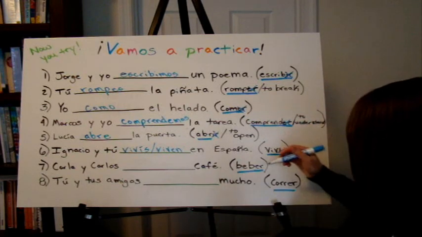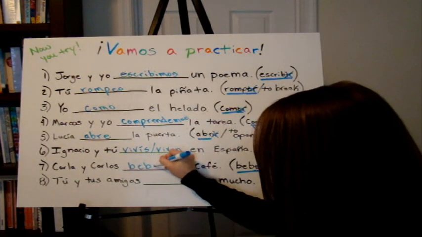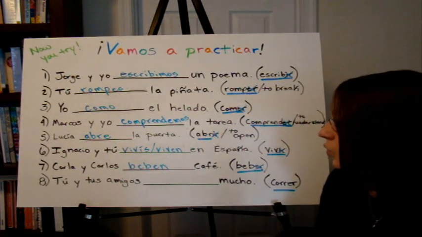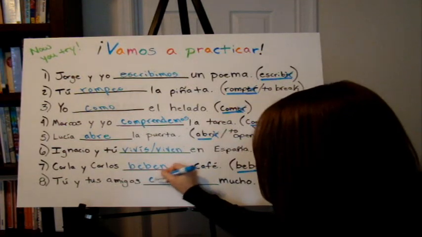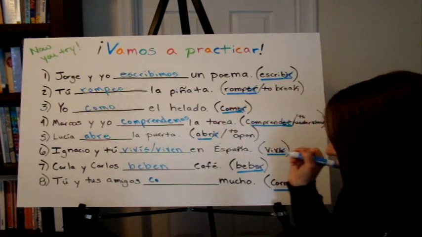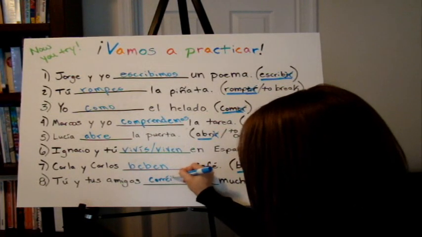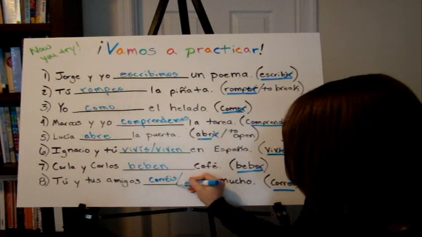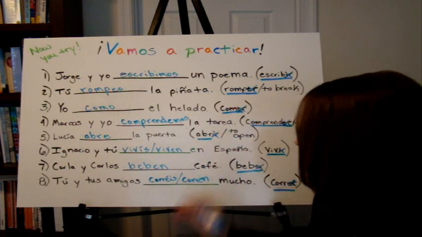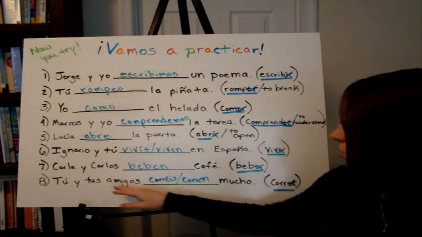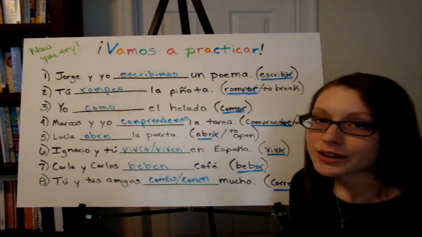Carla y Carlos, beber, which is they. And the answer is beben. Tú y tus amigos, correr. Mucho. So now we have two possible answers for this as well. In Spain, it would be corres. And for the ustedes form, it would be corren. Tú y tus amigos corren mucho. So you and your friends run a lot. Okay? And that is how you conjugate ER, IR verbs.